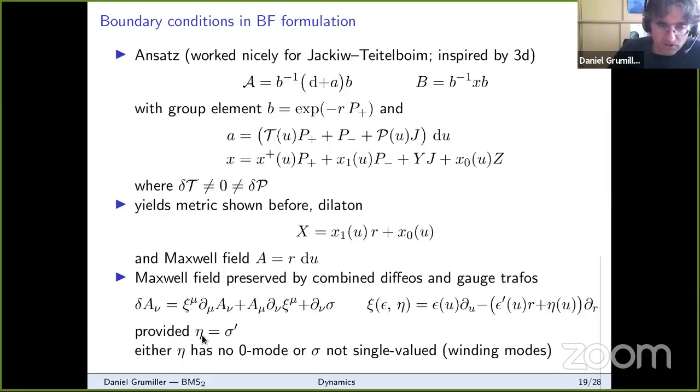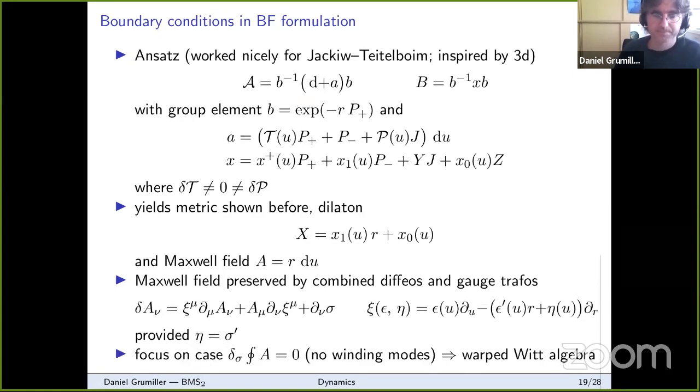So we see that what I mentioned on this slide when I talked about global issues is indeed important. We have to make up our mind if we allow a zero mode for eta, or if we demand that sigma is single valued, but you can't have both. If sigma is single valued, meaning that it's a periodic function if we compactify, that means that eta has no zero mode. Conversely, if eta has a zero mode, then sigma cannot be single valued, so then we need some winding modes. And I mentioned already in this talk, I'm going to dismiss winding modes, but for slight generalizations and applications, it could be important to consider these winding modes. Okay, so we're going to focus on the case where this Wilson loop is gauge invariant and there are no winding modes, and then the asymptotic symmetry algebra is a centrally extended version of the warped Witt algebra.